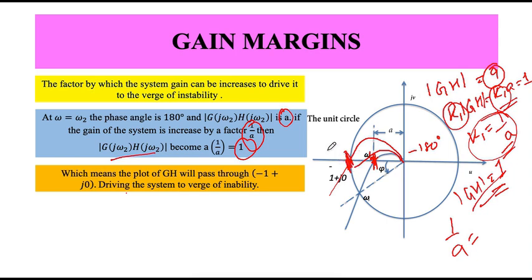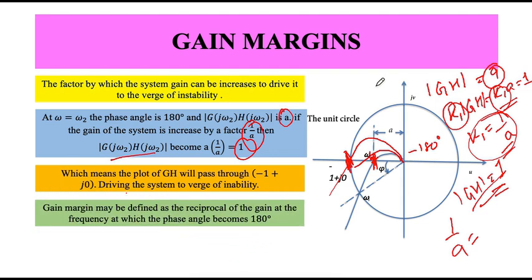So therefore, how do we define this? What is the gain margin in terms of a number? Gain margin may be defined as the reciprocal of gain, that is 1 by A, right? The reciprocal of the gain at the frequency at which the phase angle becomes minus 180 degrees, or even positive 180 degrees. So this is 1, and this frequency we define as omega 2.